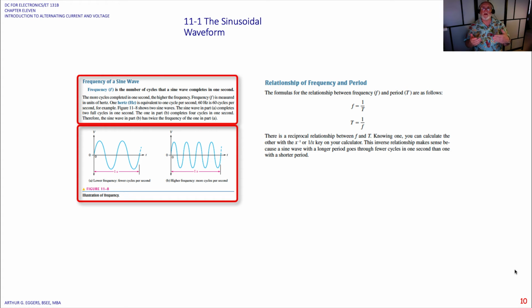What does that make time? 1 over frequency. We're going to see that. The more cycles completed in 1 second, the higher the frequency. Frequency, we usually use a little f, is measured now in units that we call the hertz.